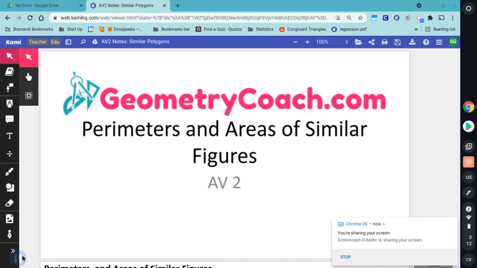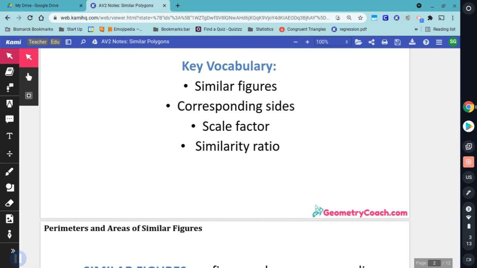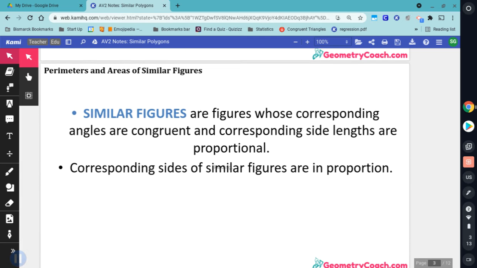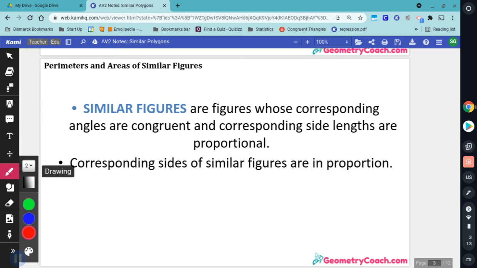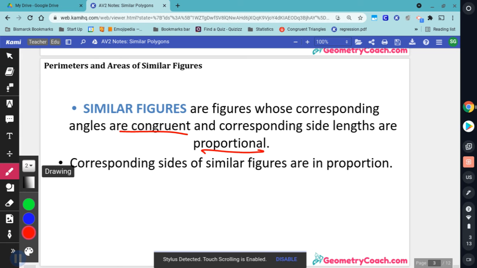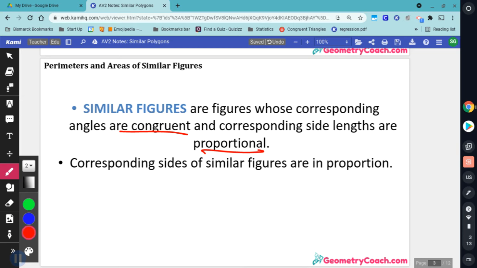Okay, today we're starting AV2, which is perimeter of areas of similar figures. So we've done perimeter and area, now we're changing that to similar figures. We've got some vocab. Alright, we remember that similar figures are figures whose corresponding angles are congruent and corresponding side lengths are proportional. So they're in a proportion.